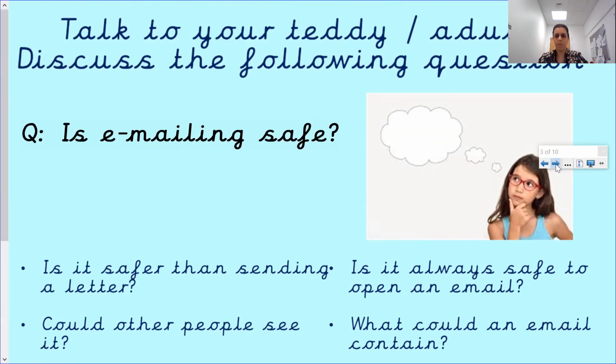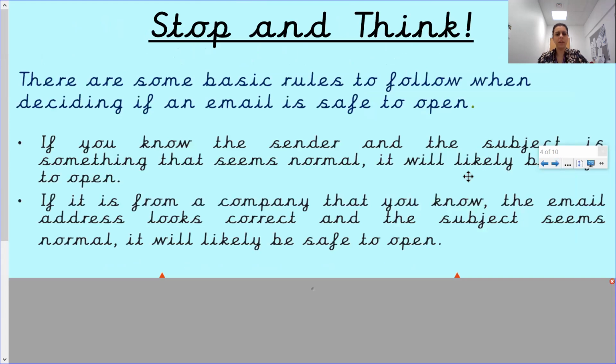Okay, let's carry on. There are some basic rules to follow when deciding if an email is safe to open. When you receive an email, you need to decide, first of all, do I want to open this? Because sometimes some people could send unkind things in an email. You could get someone who you know send you an email and actually it's a bit of an unkind message, a bit like what we were saying last week, when some people can write unkind things to people in your online communities.